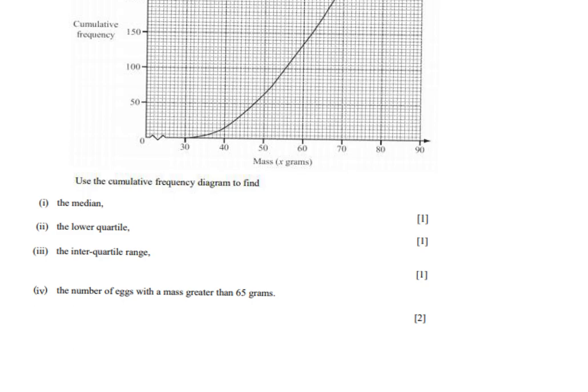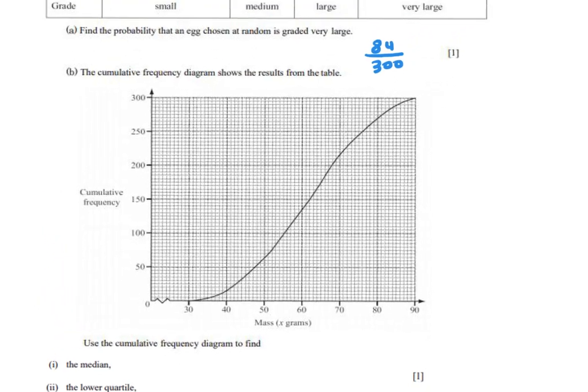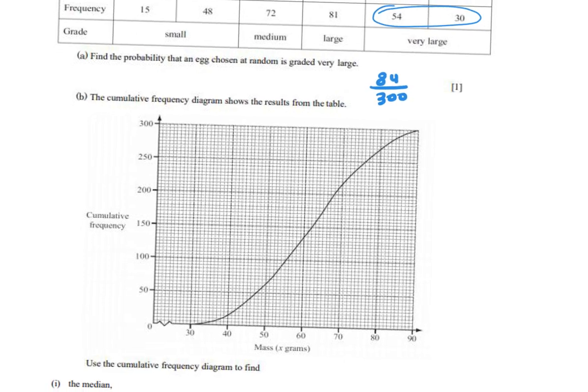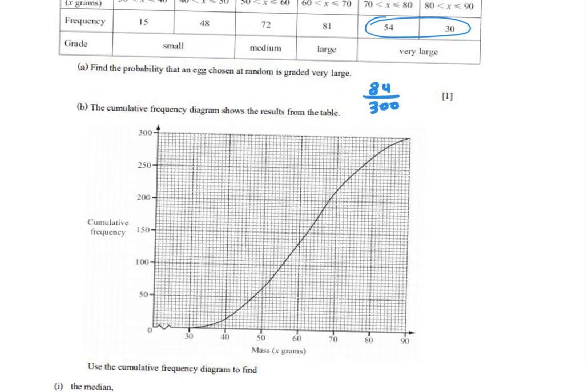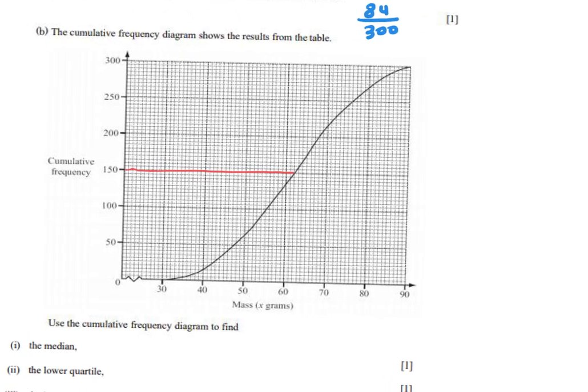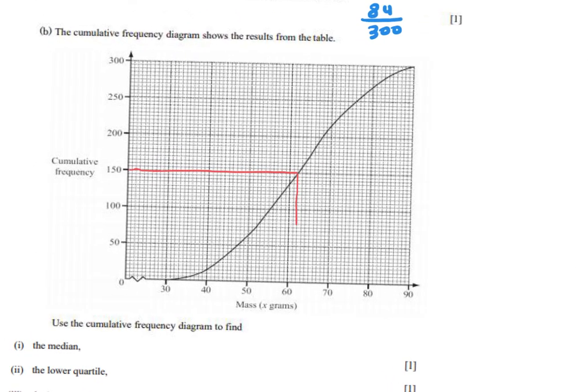So first, how to find the median? As we did before, to find the median, find the order for the median, divide 300 by 2, so you have 150. Now from 150, draw a horizontal line till you reach the curve. So this is the median. So 62, the median is 62, because 2 small lines after 60, so 62.